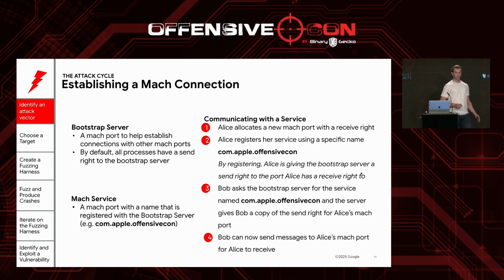As a basic example of how you would establish a Mach connection, there's this thing called the Bootstrap server on macOS. It's a special Mach port that helps establish connections with other Mach ports. By default, all processes can send Mach messages to that Bootstrap server. So if they want to look up a service name, say com.apple.offensivecon, Alice can allocate a new Mach port with a receive right, and then register her service using a specific name. By registering with the Bootstrap server, she's saying, okay Bootstrap server, I'm giving you a send right to this port that I have a receive right to. Then Bob can come along and say, okay Bootstrap server, I want to send to this service name, and the Bootstrap server can give a copy of that send right. Alice and Bob can now send messages to Alice's Mach port, and Alice can receive them.